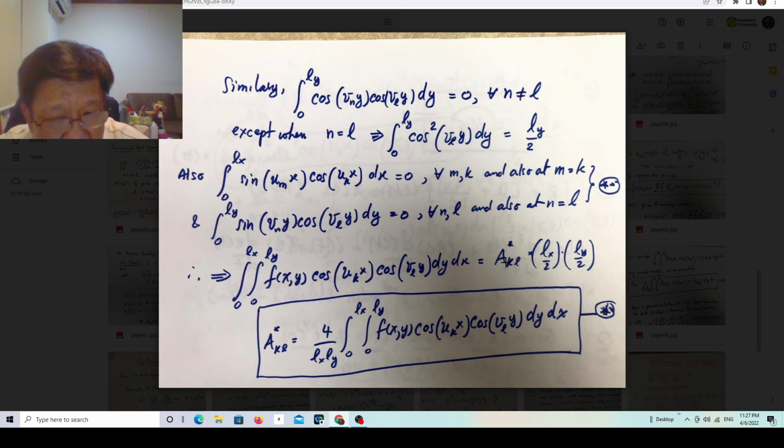Therefore, the only term that belongs here is for some specific k and l. It's only L sub x divided by 2 times L sub y divided by 2, and this 2 times 2 becomes 4. Then moving to the other side, you end up finding a star kl, when k starts from 1 to infinity. So this is when you know f of x, y.